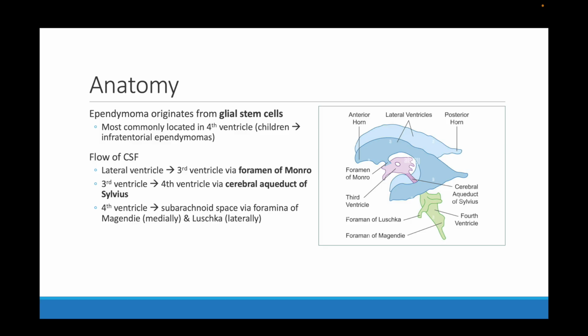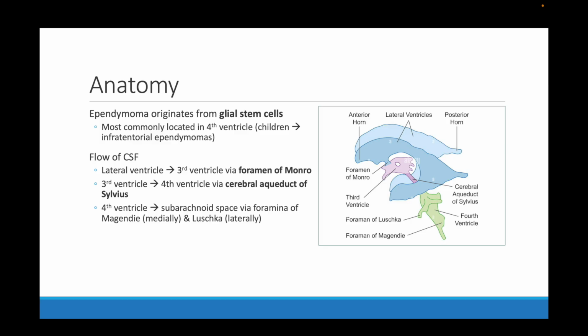We've talked previously, especially in our overview talk, about the natural flow of CSF. But just to review once again, remember CSF, or cerebrospinal fluid, starts in the lateral ventricles, and then goes to the third ventricle via the foramen of Monro. Then from the third ventricle, it enters the fourth ventricle via the cerebral aqueduct of Sylvius. And then from the fourth ventricle, it enters the subarachnoid space via the foramina of Magendie medially and the foramen of Luschka laterally. So Magendie goes medially, Luschka goes laterally, and that's how the fluid exits the fourth ventricle.